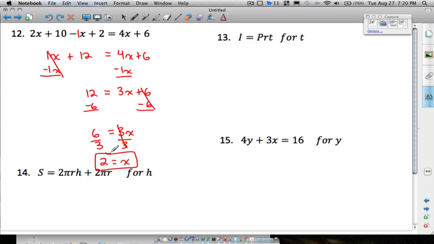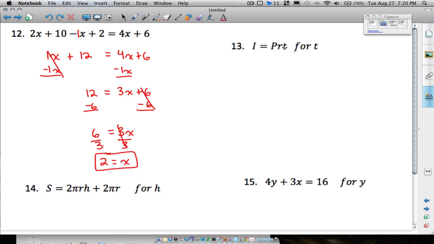Let's go ahead and check our work real quick. Because these next 3, we can't really check our work too much unless we plugged in random numbers, but I don't want to get into that for the review purposes. So plugging in 2. 2 times 2 is 4. 4 plus 10 is 14. 14 minus 2 is 12. 12 plus 2 is 14. So we get 14 over here on this side. Let's see if we get 14 on this side. 4 times 2 is 8. 8 plus 6 is 14.